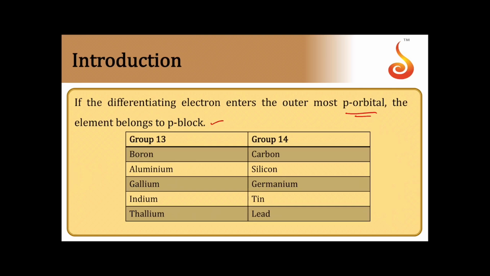13th group elements are boron, aluminum, gallium, indium, thallium, and 14th group elements are carbon, silicon, germanium, tin, and lead. So today we will be discussing important properties of 13th as well as 14th group elements.